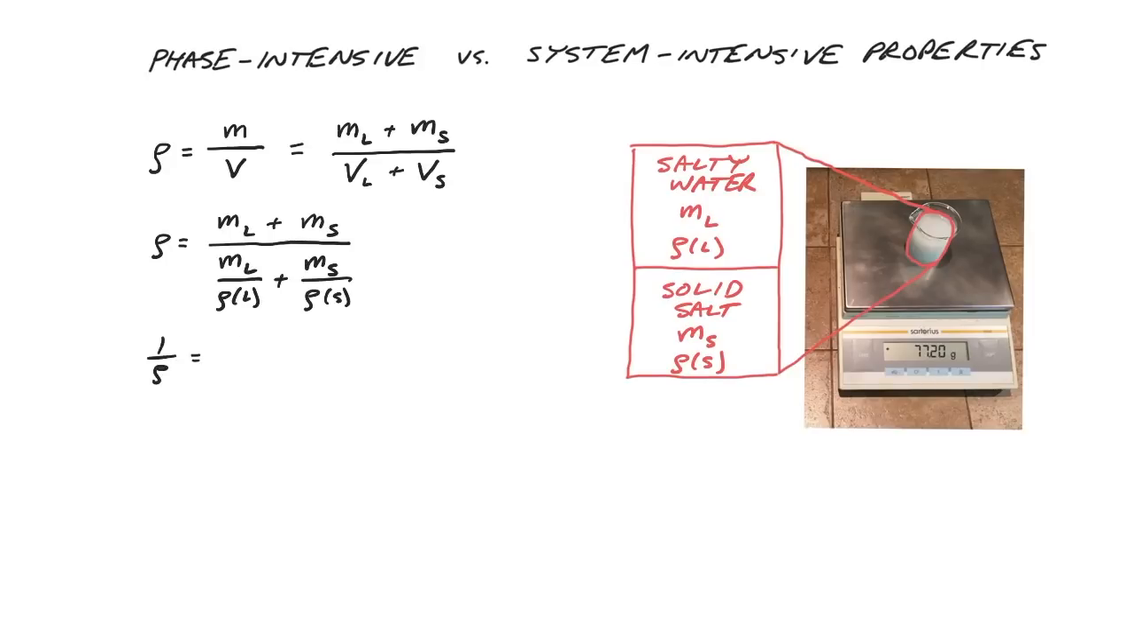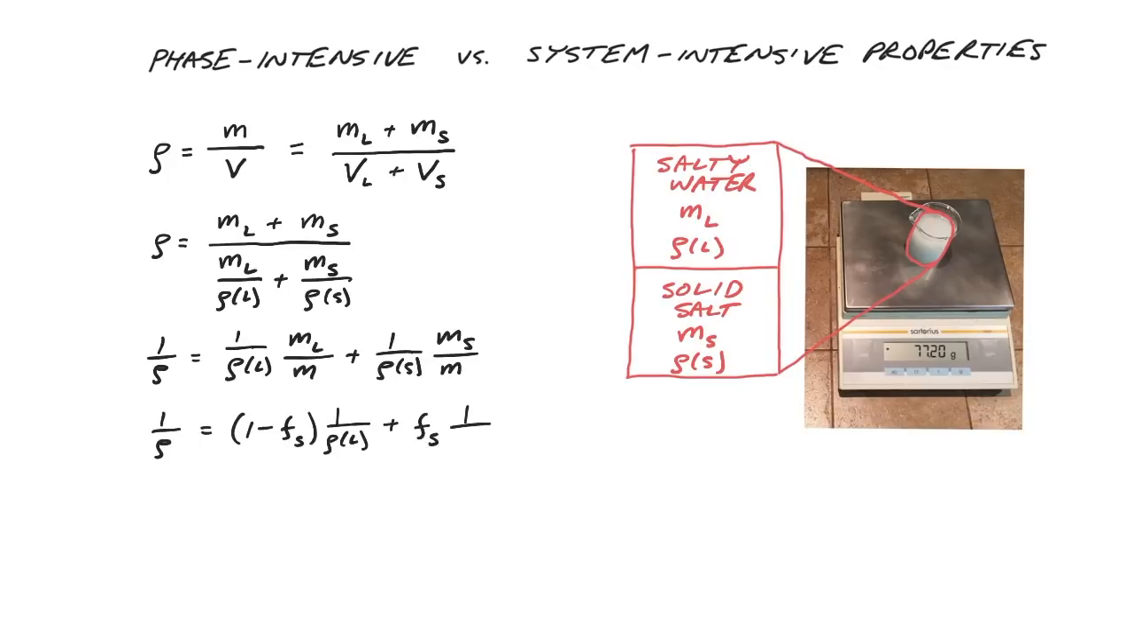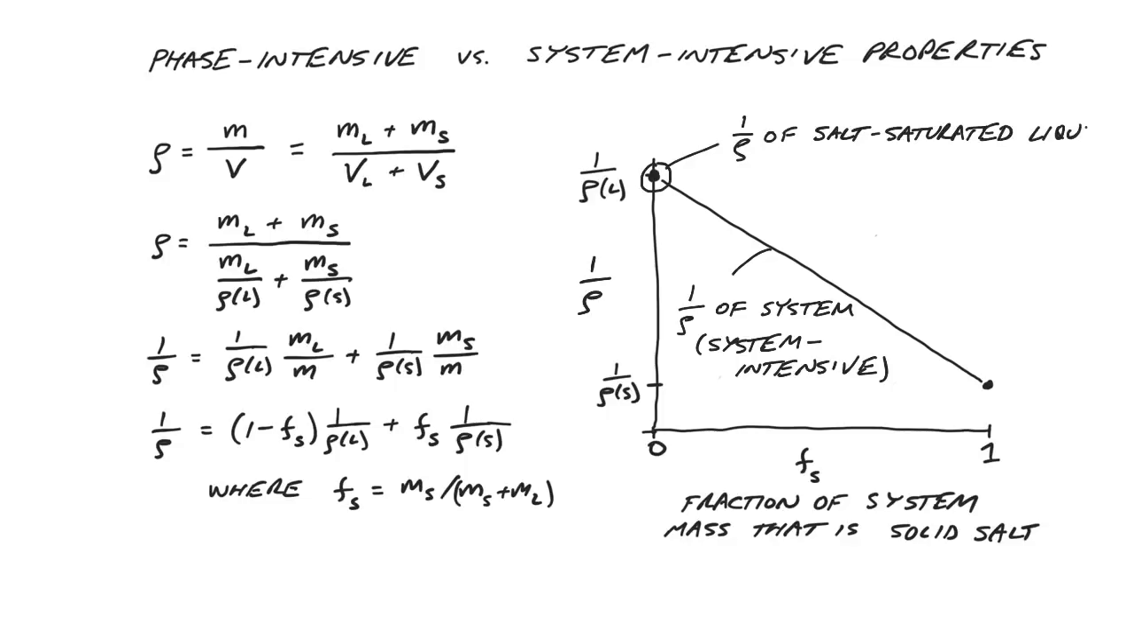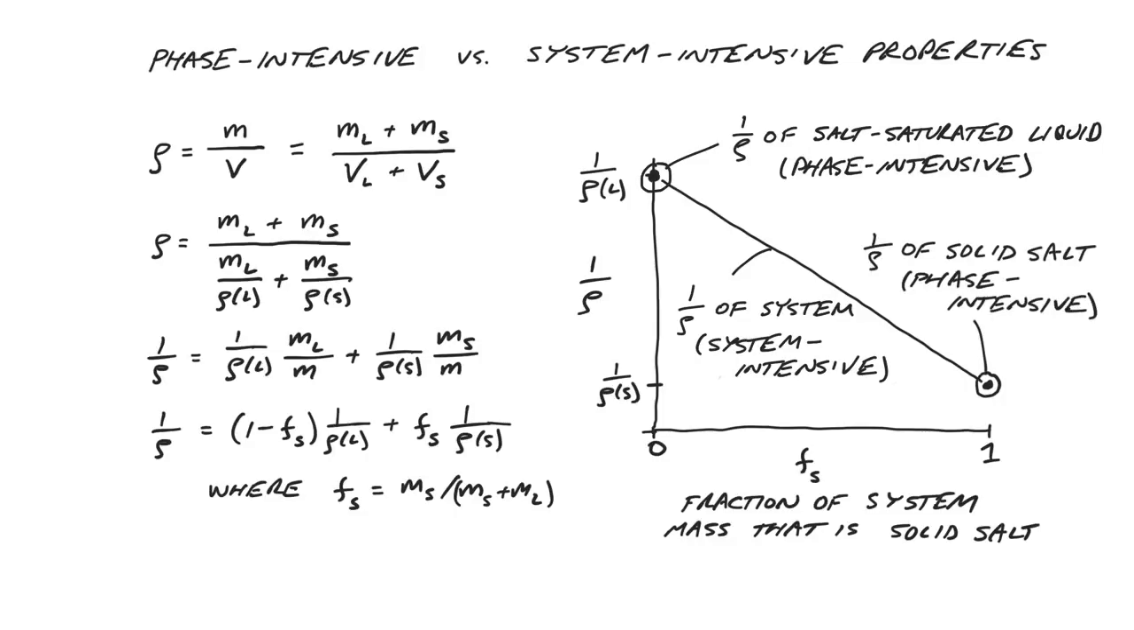The resulting expression tells us that the reciprocal density of the system will vary linearly with the phase fraction, F sub s, of the system which is solid versus liquid. Shown here is a plot of the reciprocal density versus the phase fraction of solid. Note that the average reciprocal density of the system, which is system-intensive, varies with the phase fraction of solid, but the reciprocal density of the individual phases, which are phase-intensive, remain constant.